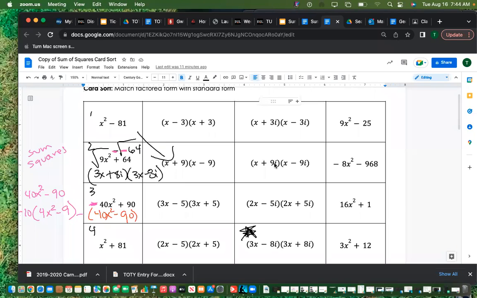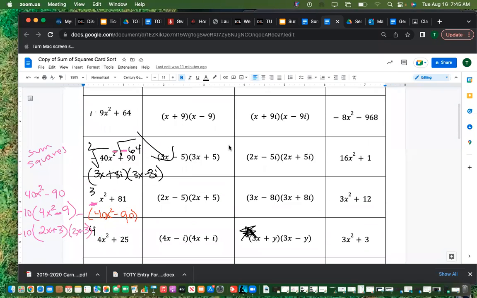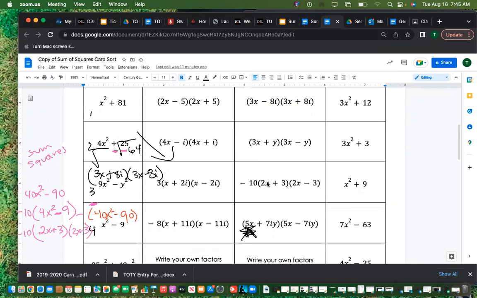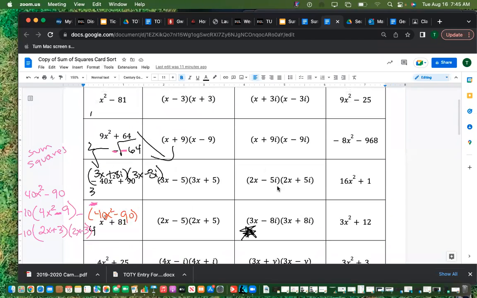Now we can take the square root. What's the square root of 4? 2x. And then what's the square root of negative 9? Since there's a negative already here, we're going to have a 2x plus 3 and a 2x minus 3 with that negative 10 out front. I don't see where you have that on here though. It might be a little bit further down. Yep, right there. Okay.